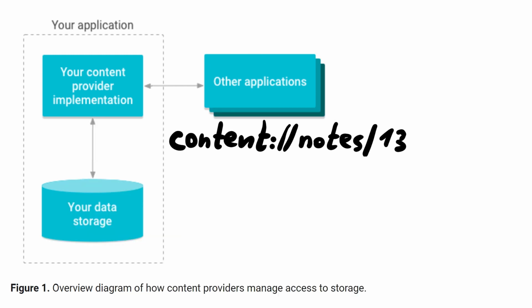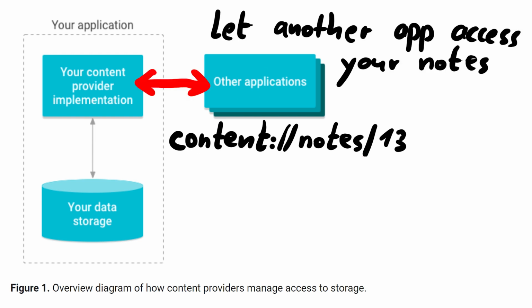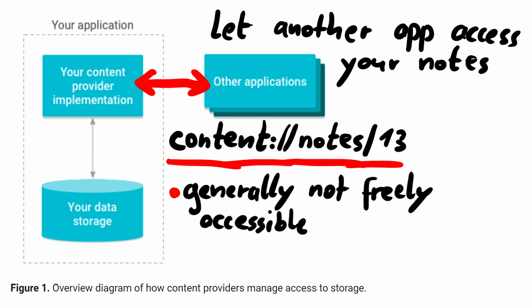So now that your app stores notes and has a content provider for them, your app could expose this content provider to allow other apps to access those notes. But of course, it's a bad idea to just have the content provider publicly accessible. It would be much better if another app has to request access and then the user has to confirm this first. An external app could ask your app, can I get access to the notes?